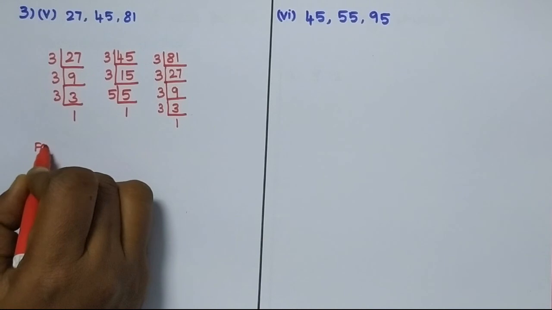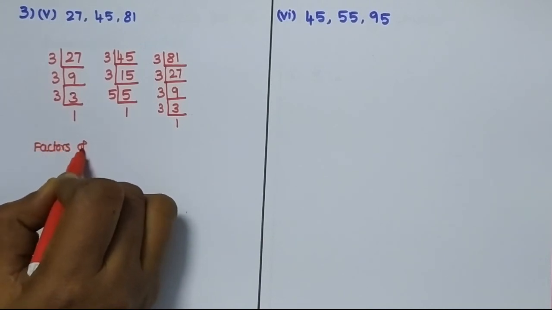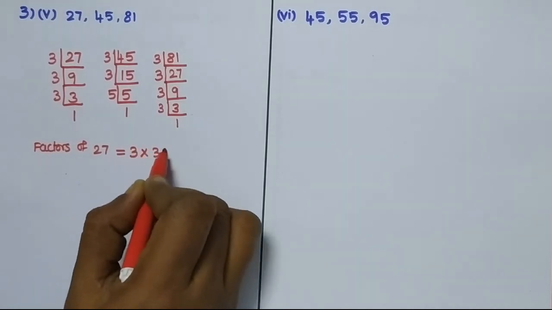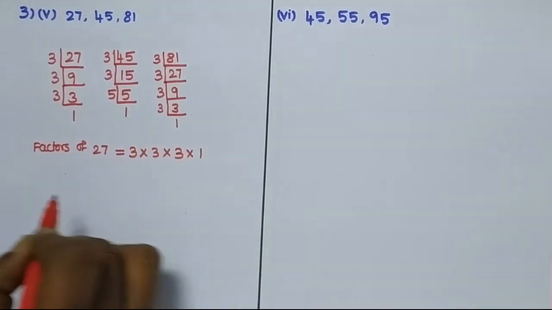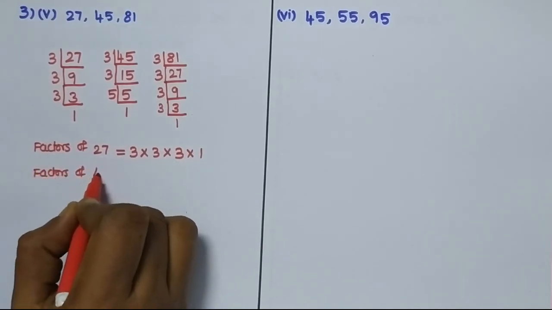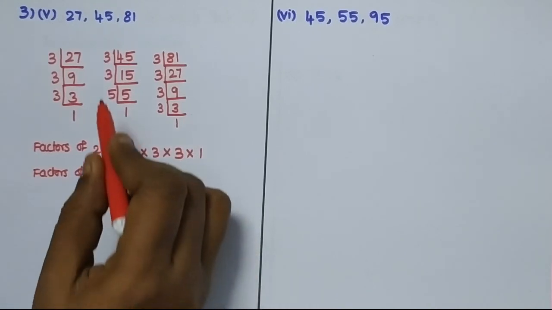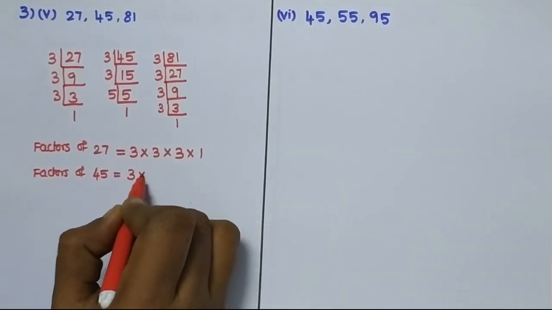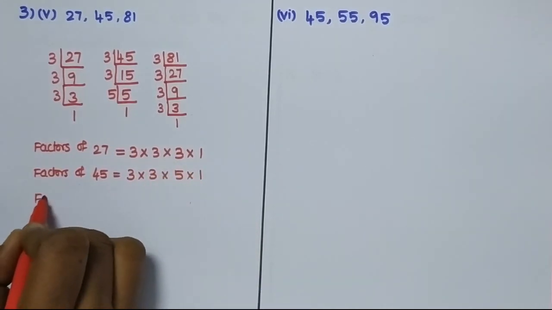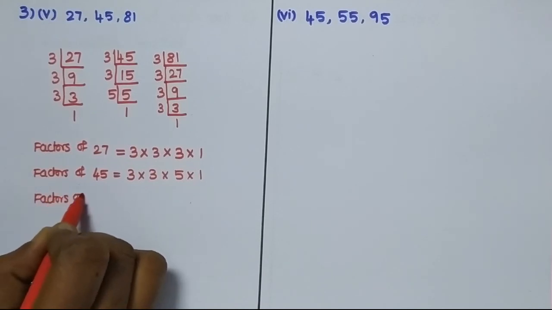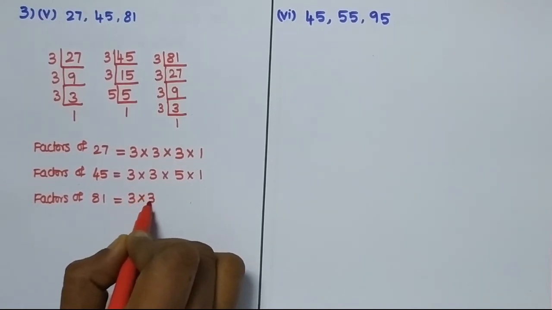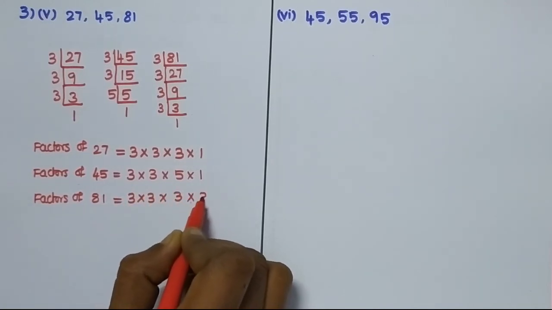Now the factors of 27 equal to 3 into 3 into 3 into 1. And then factors of which number? 45. That is equal to 3 into 3 into 5 into 1. And factors of 81 equal to 3 into 3 into 3 into 3 into 1.